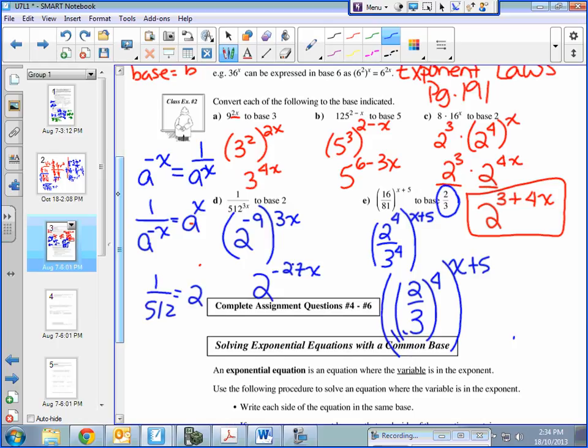Now I have to put it all together. How do I put it all together? So it's 4x plus 20. Perfect. Don't forget to distribute the 4 throughout.